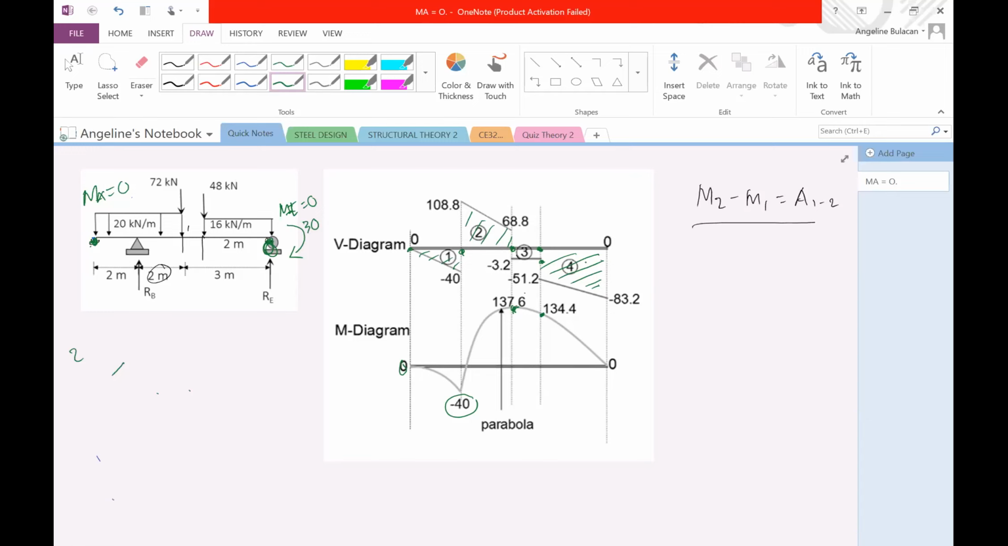Trapezoid ulit. 51.2 plus 83.2 all over 2 times distance is 2. So, 0. So, that is how you get your moment. No? So, area lang siya. So, instead of writing down the equations, much better na, pwede naman na i-calculator nyo na, no? So, if I ask you to draw the shear moment diagram, I am no longer requiring you to write down the equations. But if you want to write the equations, you may also do so. No? So, hindi ko naman require.